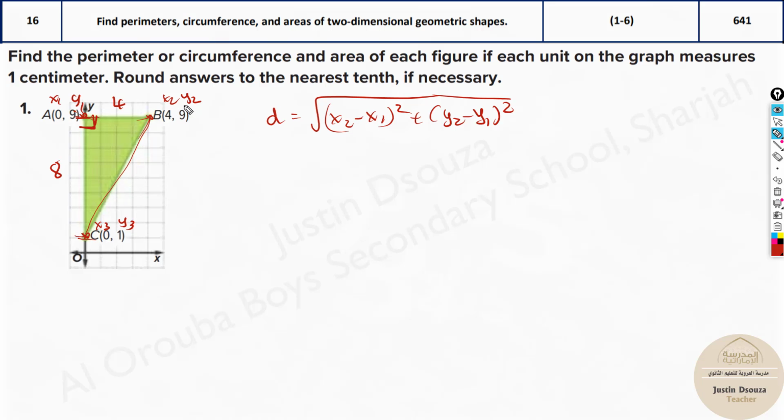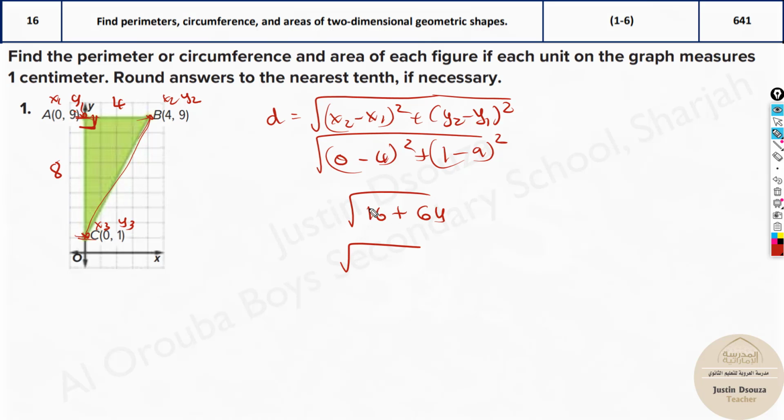You can consider over here, this is x2 and that's fine. You can consider 0 as x2, minus 4 the whole square, plus, what is y2 over here? So 1 minus 9 the whole square, the square root of this. So it'll be 4 squared is 16 plus 8 squared is 64 here. Square root of this would be the square root of 80. So square root 80 would be the hypotenuse. This is the distance.